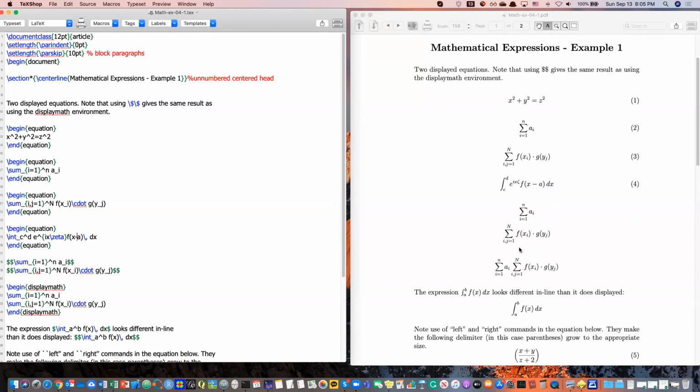So next one, the integral. The syntax of the integral is backslash int. Then underscore and the lower limit c, and the upper limit d. And then e to the i x zeta, where the backslash zeta will return the Greek letter zeta. And then backslash comma and dx. The backslash comma will give a little space between the integrand and the dx.